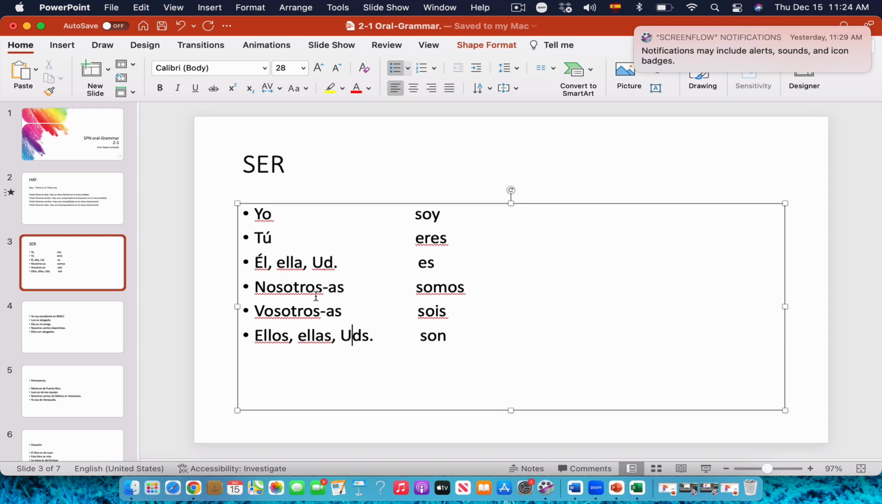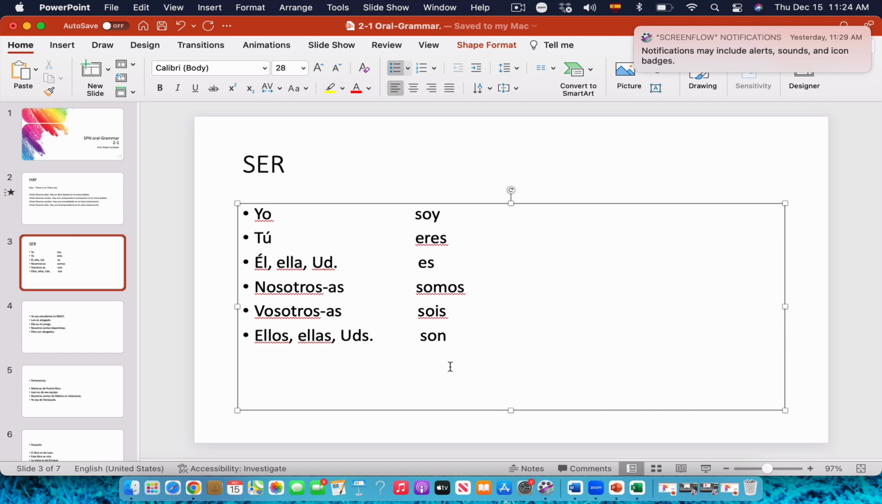Okay? Then we have the nosotros form. It uses somos, we are, nosotros somos estudiantes. Vosotros o vosotras, in this case, remember, only in Spain, which means you form informal, someone who is close to you, more than one, sois. And then ellos, ellas, and ustedes, they, right, and you use the form son. Ustedes son, ellos son, ellas son.